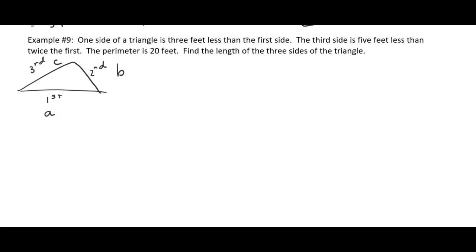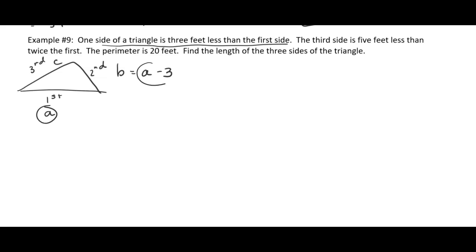All right, now let's go back and read. Now's where we have to really get into the word problem, but you can do this. So we're going to read in detail. One side of a triangle is 3 feet less than the first side. Okay, so if my first side is A, then let's say B is 3 feet less than the first side. You could use X and Y and Z if you didn't like A, B, and C, but this is what I'm doing. Okay, so there's my first side is A.